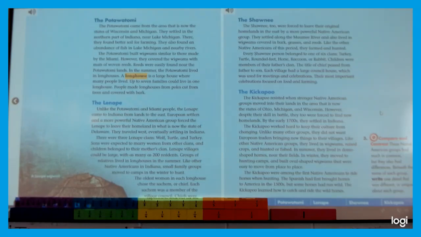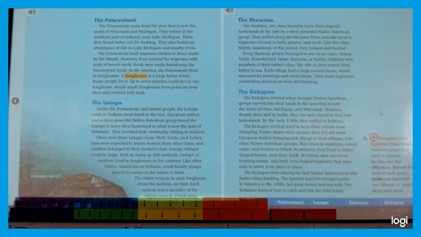The Potawatomi came from the area that is now the states of Wisconsin and Michigan. So they came from the north and moved south. They settled in the northern part of Indiana, near Lake Michigan. There they found better soil for farming. They also found an abundance of fish in Lake Michigan and nearby rivers.